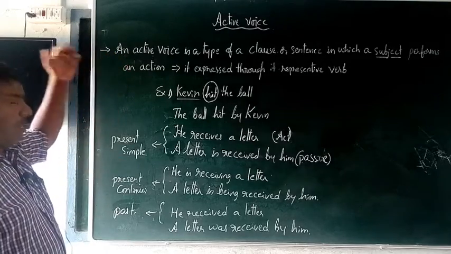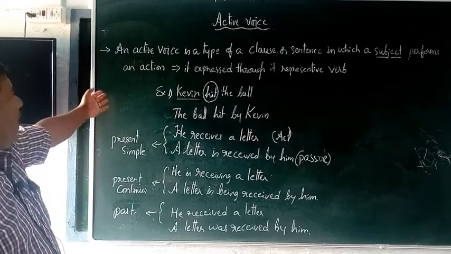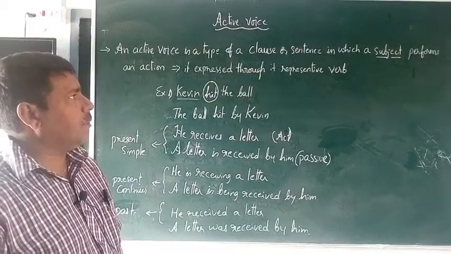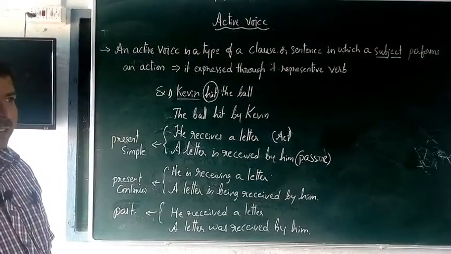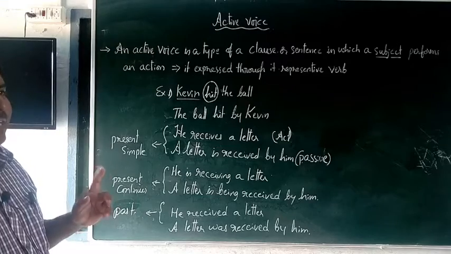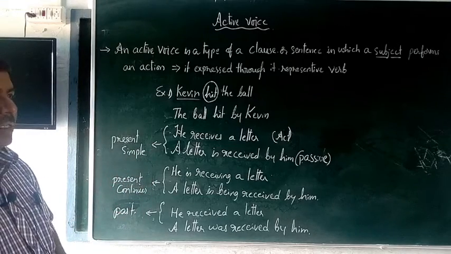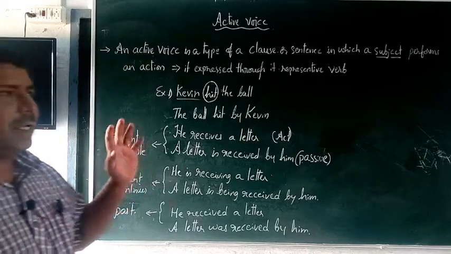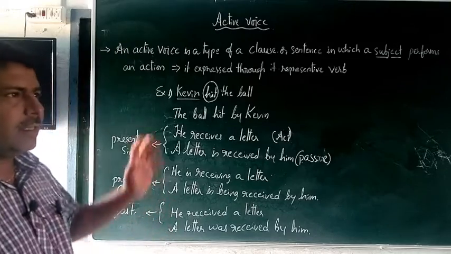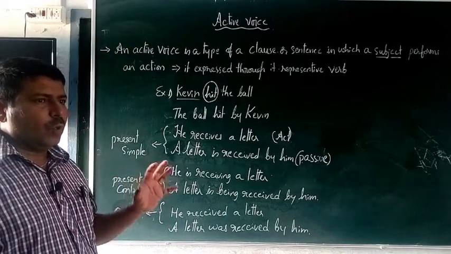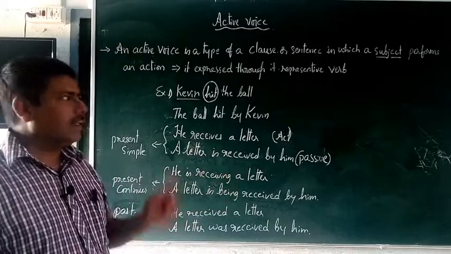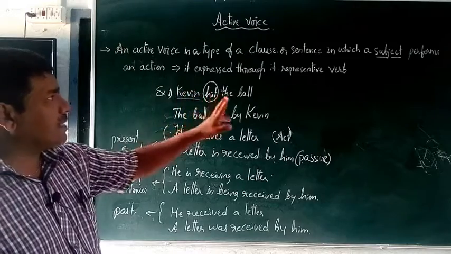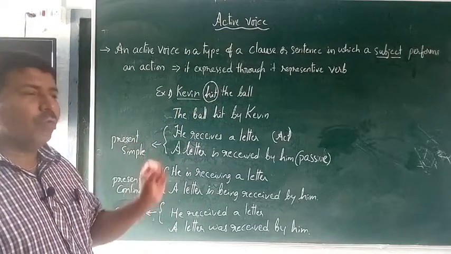The definition of the active voice is: an active voice is a type of clause or sentence in which a subject performs an action. What is that action? The action word is the verb, which always shows who is doing the action. That is exactly the active voice. Clearly, it shows who is acting, who is doing that action. That is called the active voice, expressed through its representative verb.